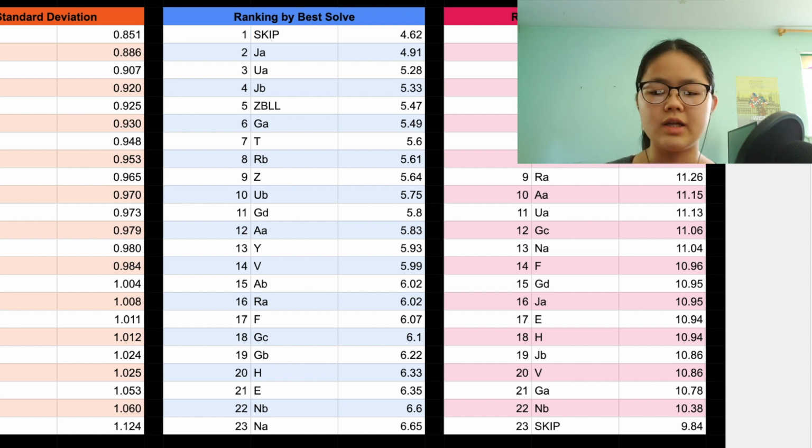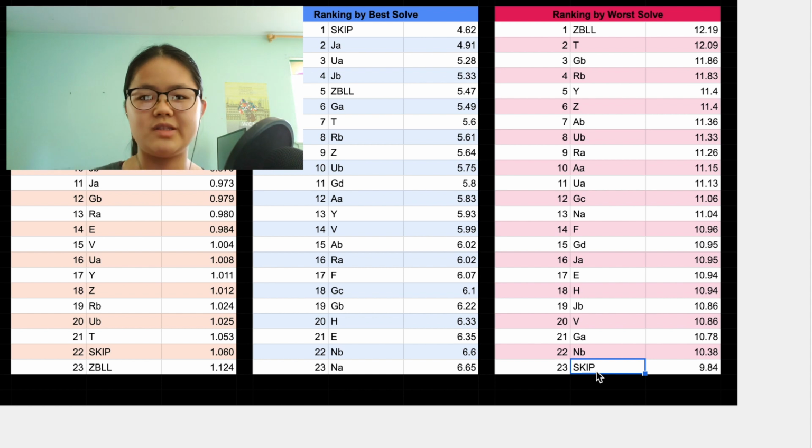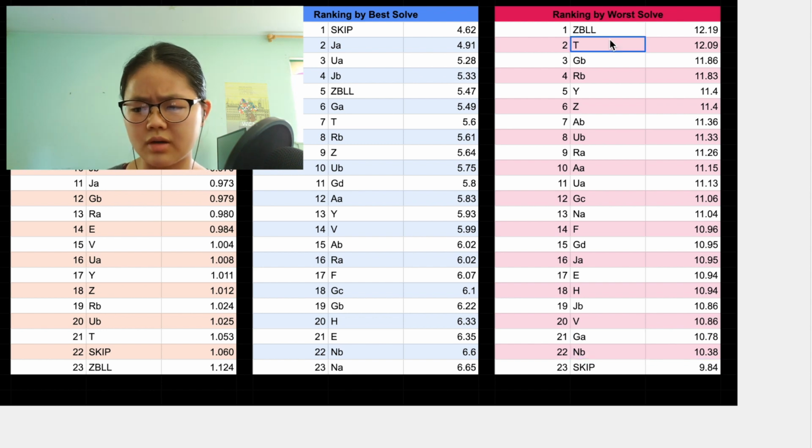And then worst solve, this is really interesting for me, because I kind of expected ZBLL to be on here, because again, sometimes if I just learned an algorithm, it will take me a while to recognize it, and sometimes I'll just stop the solve and then go look up the alg because I forgot it, and I don't count those. I don't count DNFs or plus twos when I practice at home. But yeah, ZBLL is definitely number one here because of the variance in recognition, and I think skip is last because if you skip a step, the worst that's going to happen is that you have a really bad F2L, so I suppose that's what happened in this case, and I don't think there's anything super interesting about this one.